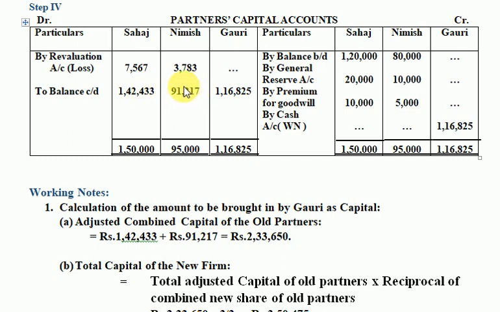When you add these two together, the amount 1,42,433 plus 91,217 together is known as the adjusted capital of old partners. So here you can see in this step, the adjusted combined capital of the old partners added together is 2,33,650.